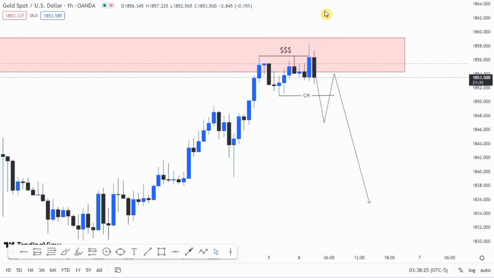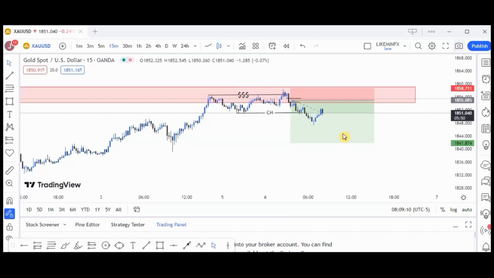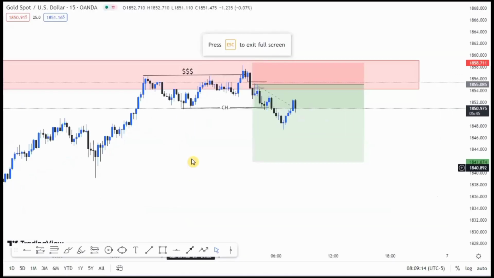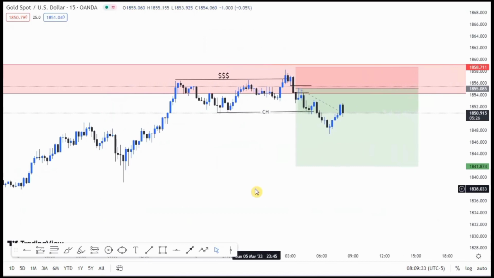All right. So that's the supply zone, and if you watch carefully, you see that the candle is actually moving. This is not a play. Okay. So after a few hours, I had a break to the downside. There was a break of the low, which led to a change in character.